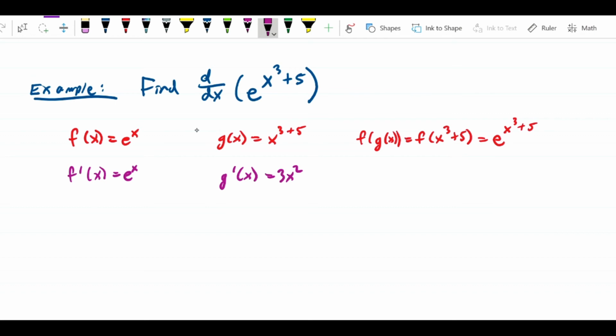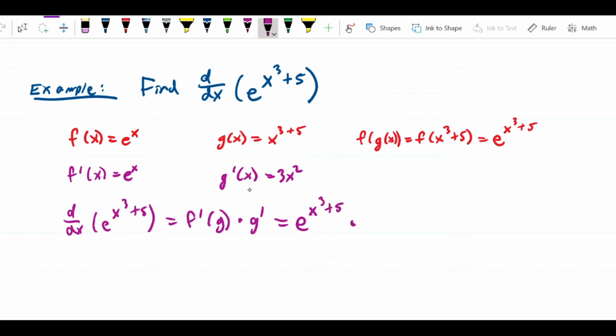Anyway, continuing with this problem, we know that d over dx of e to the x cubed plus 5, as I've defined f and g, is going to equal f prime of g times g prime. So that's going to equal, f prime of x is e to the x, so I'm going to take e to the x, and inside I'm going to put, instead of x, g. g is x cubed plus 5. And then I'm going to multiply it by g prime, which is 3x squared. So cleaning this up a bit, that's 3x squared e to the x cubed plus 5.